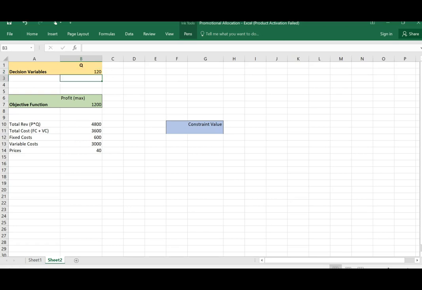And again, notice, if we have 120, what's the level of profit? It is 1,200. Go ahead and change the value of Q up 1 and down 1, right? So what if instead they produced 1 less unit, 119?